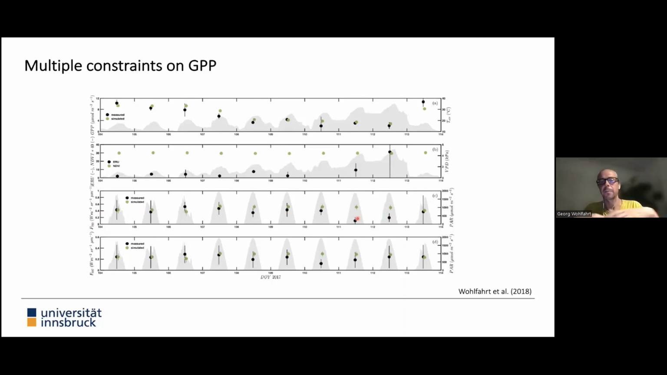So this at least gives us some flavor of how we could use another constraint, in this case chlorophyll fluorescence, in order to diagnose what is going on in the ecosystem.